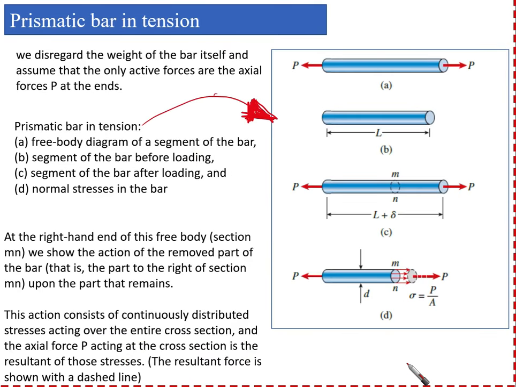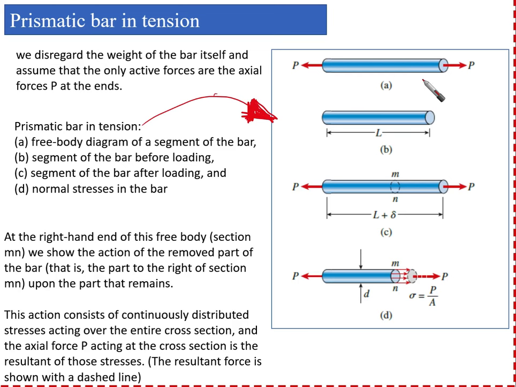Okay, let's have an exposition on the prismatic bar in tension. If we look at this illustration, as you can see here, we have a bar, and this bar is under tension. The force being applied is P from both sides. Prismatic, as I said, means the cross section is uniform throughout its length.